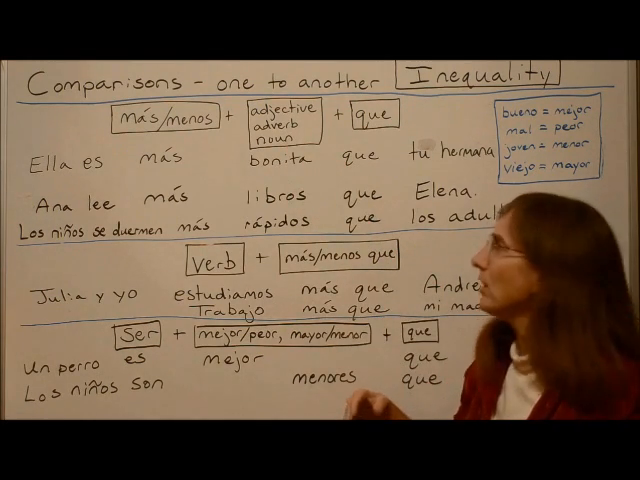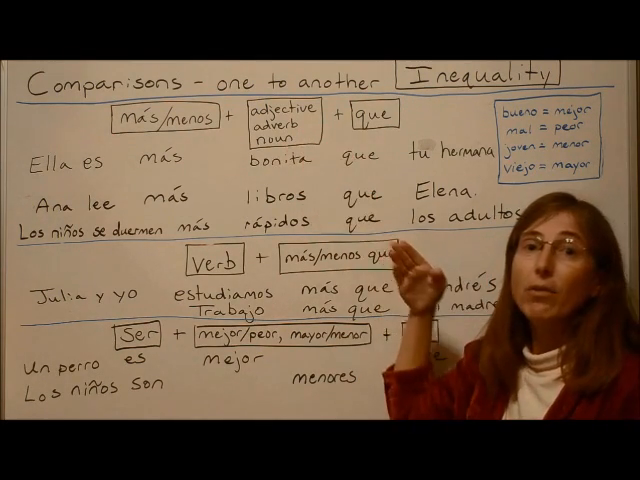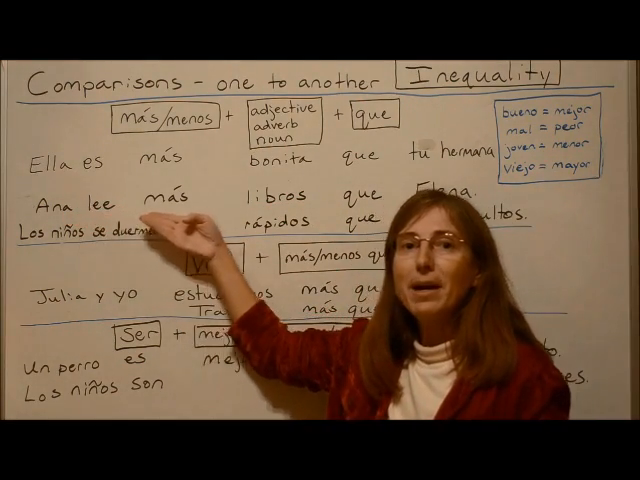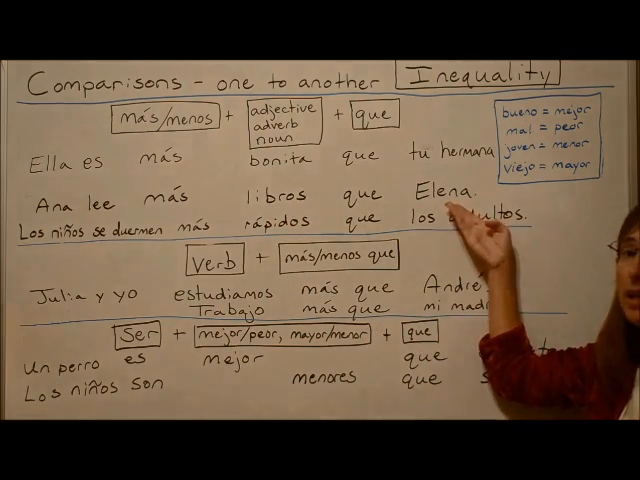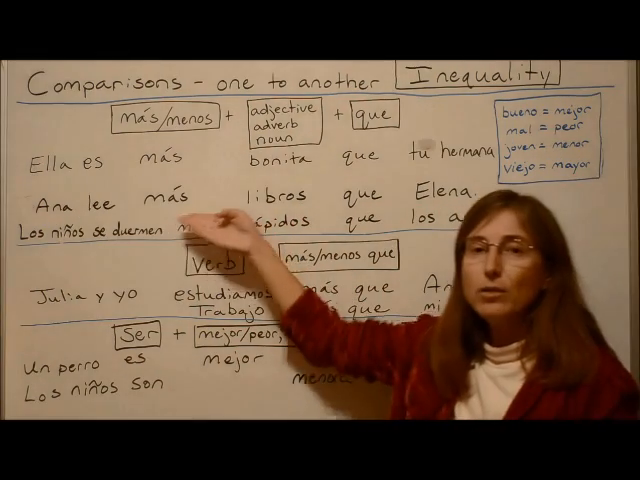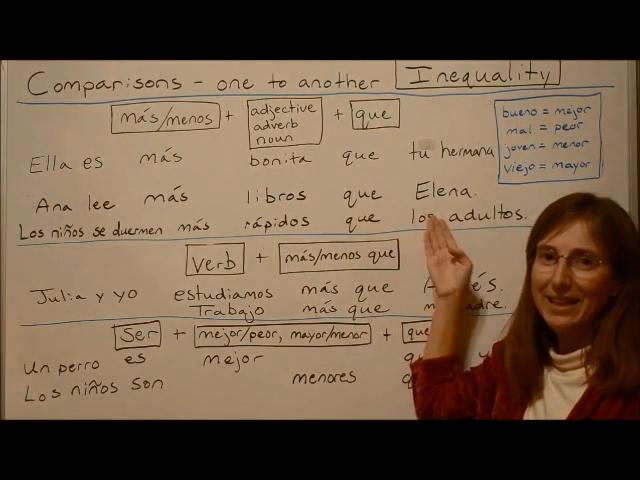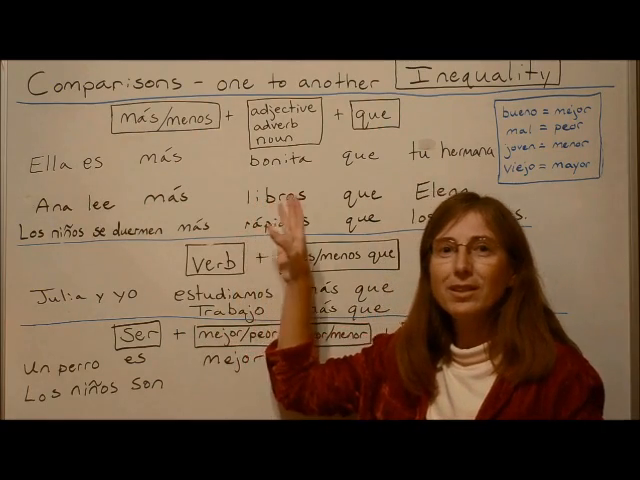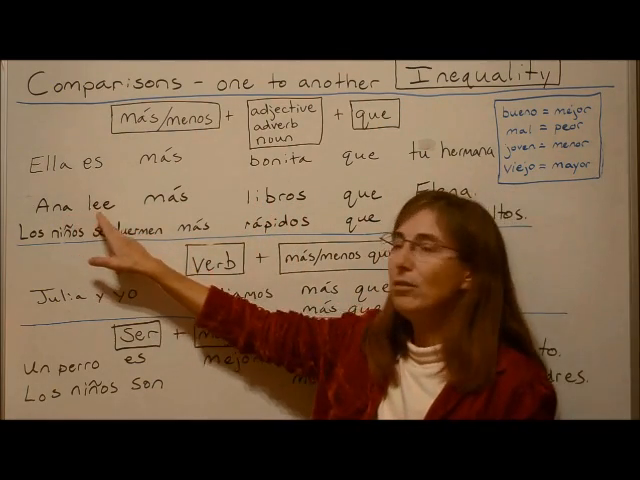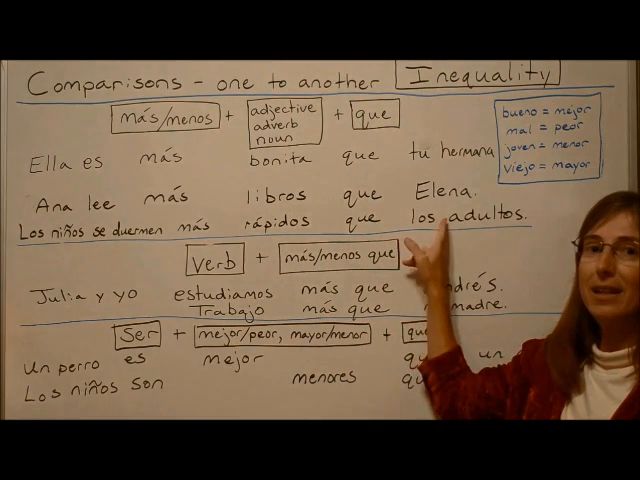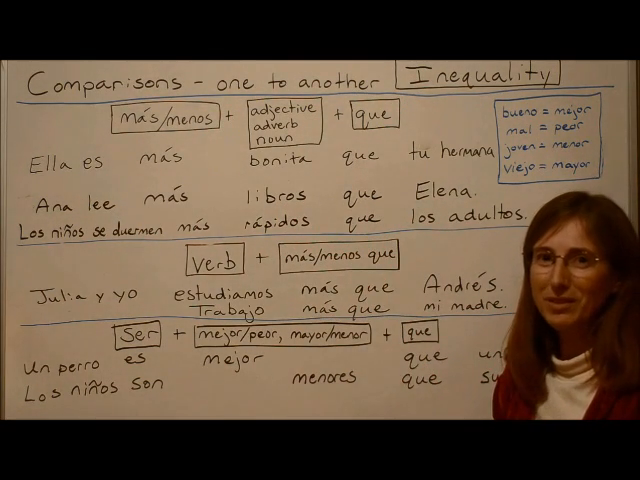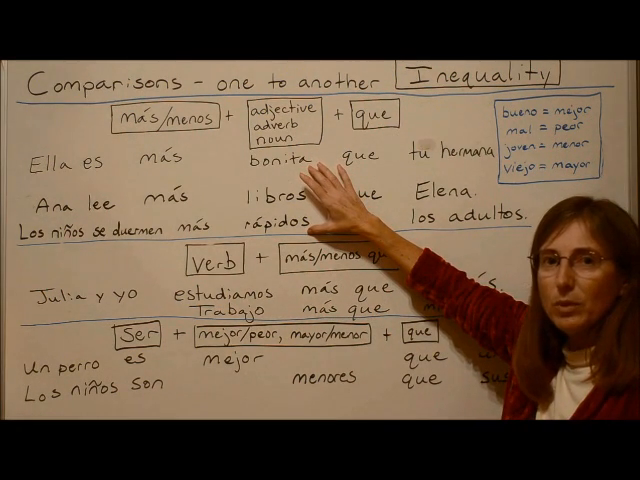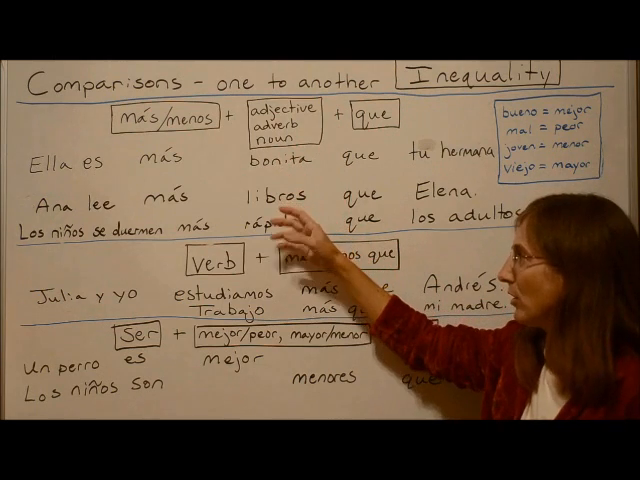Let's use an adjective. Oh, we already used an adjective. Let's use a noun, okay? Libros. Ana lee más libros que Elena. Anna reads more books than Elena. And this is the closest in the translation to English. Anna reads more books than Elena. That's almost a direct word-for-word translation to English, so that works real well. With the adjective and adverb, we just have to use a little different structure than we have in English.